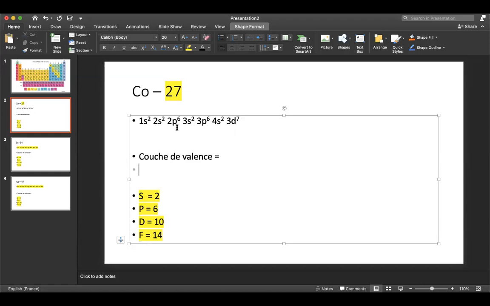Yes. Okay. So now, wait, there's a question. Why are we leaving the 4s2? This is where the question comes in. The question was, what is the noble gas electron configuration? First of all, what is the couche de valence? The last energy shell, what is it called?